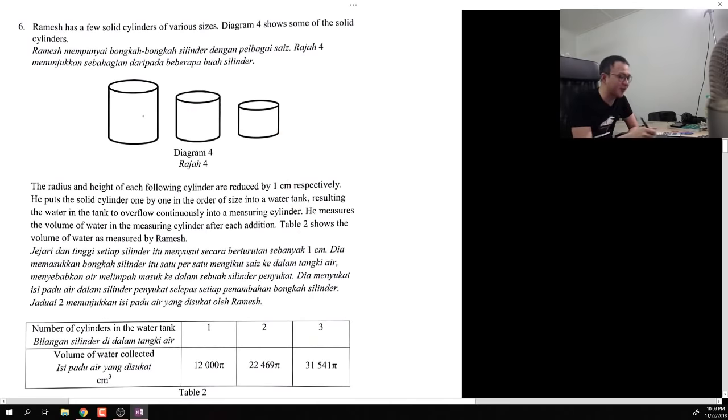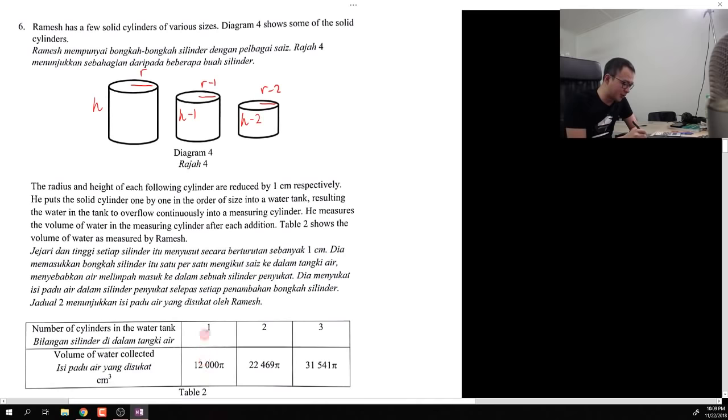Alright, so based on the information, I'm trying to work out something here. The first thing is I know that if I call this one height h, the next one, the height will actually be h minus 1, because the question says reduced by 1 cm. So this height will minus 1 again, becoming h minus 2. If this one I call r, then this radius will be r minus 1, then this radius will be r minus 2. Alright, this is the first idea we get.